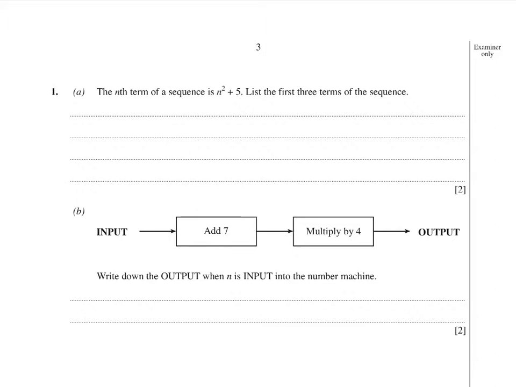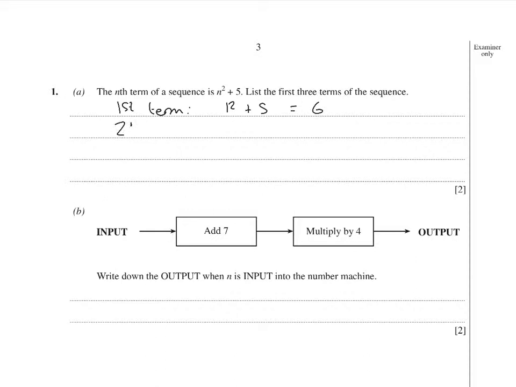The first question says the nth term of a sequence is n squared plus 5. List the first three terms of the sequence. Okay, so all you do for the first term is, in place of n, we write 1, so 1 squared plus 5. 1 squared is 1 times 1, which is 1, and 1 plus 5 is 6.